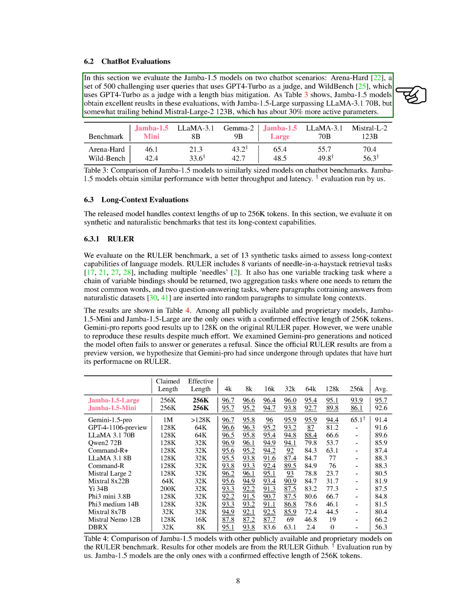In chatbot evaluations, we assess Jamba 1.5 models in two scenarios: Arena Hard, which includes challenging user queries judged by GPT-4 Turbo, and Wild Bench, which also uses GPT-4 Turbo with length bias mitigation. Our results show that Jamba 1.5 models perform excellently, with Jamba 1.5 Large outperforming Llama 3.1 70B, though it slightly trails behind Mistral Large 2 123B, which has about 30% more parameters.